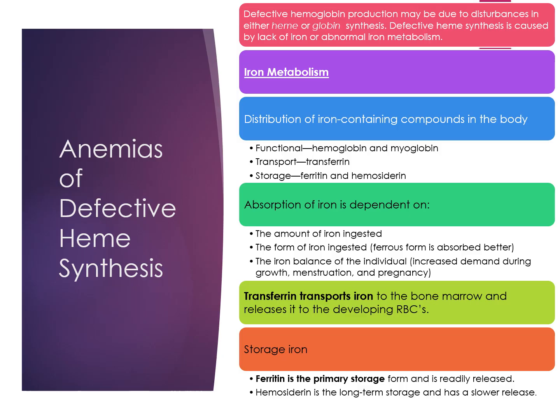processes that are happening. So transferrin transports iron to the bone marrow and releases it to those developing red blood cells. So transferrin transports. That's how I remembered it when I was a student. Transportation of iron. And then our iron storage. So again, ferritin is that primary storage and it's readily released, but then hemosiderin is in the bone marrow and it is long-term storage and has a slower release.